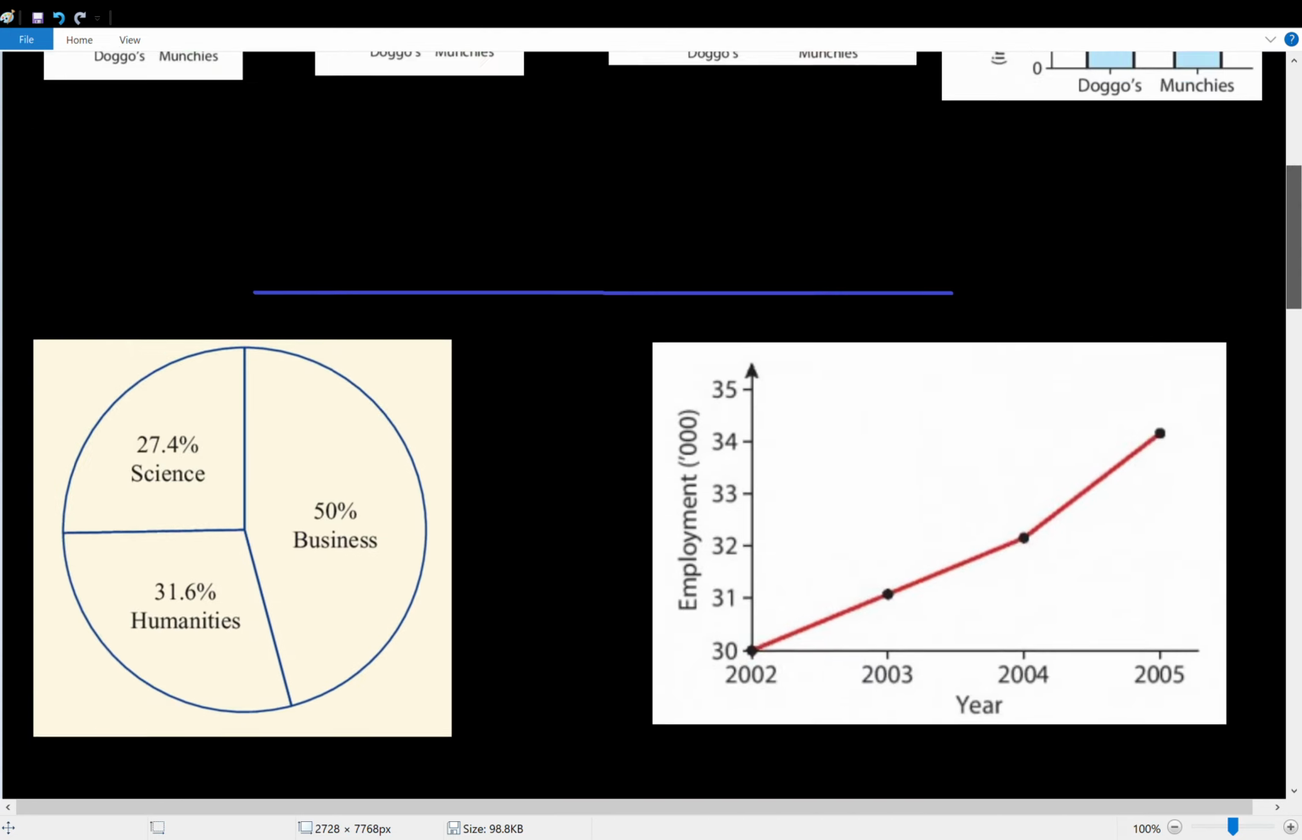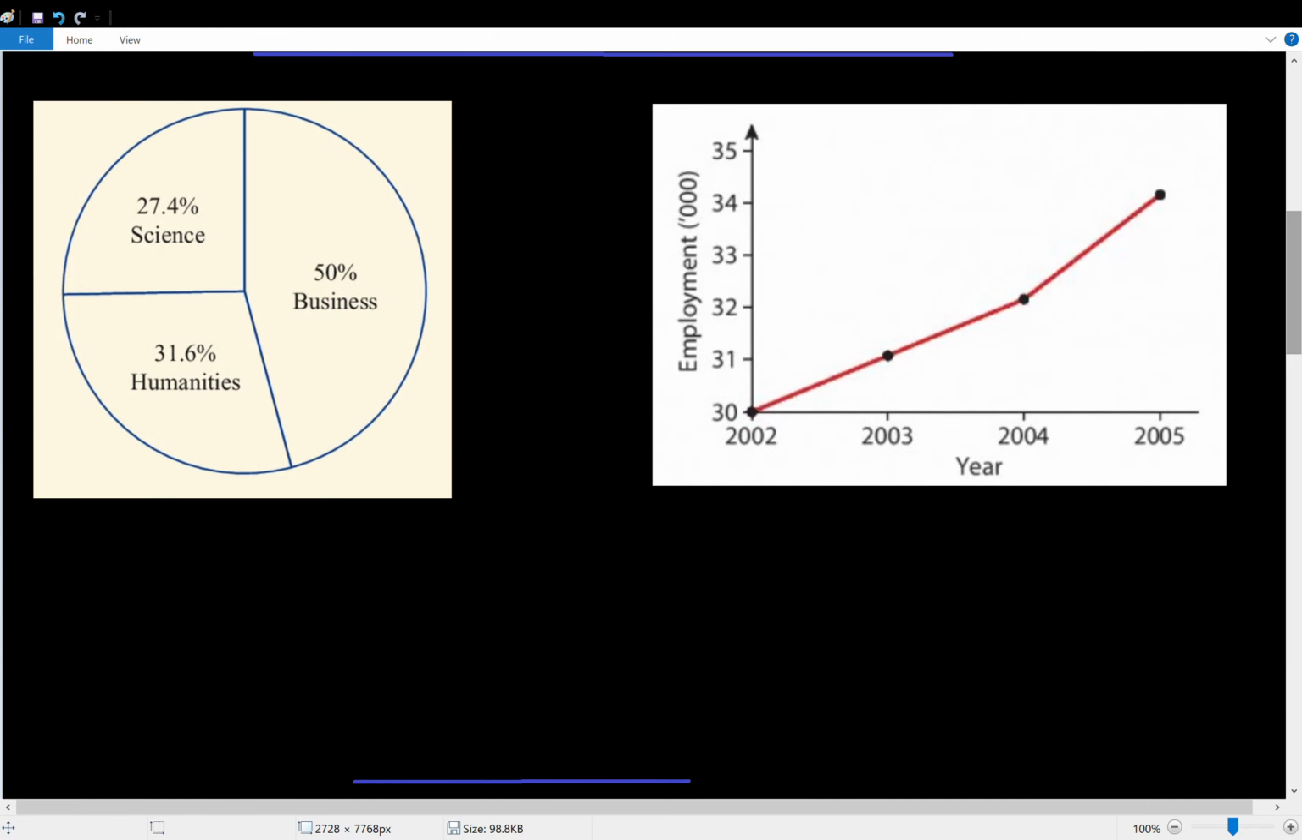If you take a look at these two graphs here, on the left we have a pie chart, and there are two things in particular that are not quite working with this. This is supposed to represent how the split is for university students on their choice of subject, between science, business and the humanities. But you notice here that business is marked as 50%, but the section that it's in is clearly smaller than 50% of the whole circle. And this one's less obvious to spot, but when you add up 27.4, 31.6 and 50, you do not get 100%. This is more than 100%.